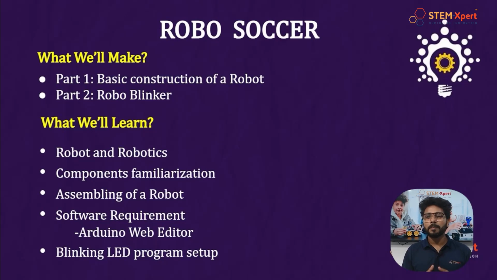As I told you, this will be part 1 of the series, and in this session we are going to make a Robo-Blinker. Basically, at first we are going to construct the robot. We will make the basic construction of the robot, and then in the next part we will learn how to make a Robo-Blinker. We will learn different concepts: what is a robot and what is robotics, and then what are the components required for making our robot. And we will learn about the software. We are using the Arduino Web Editor, and then the blinking LED program setup.